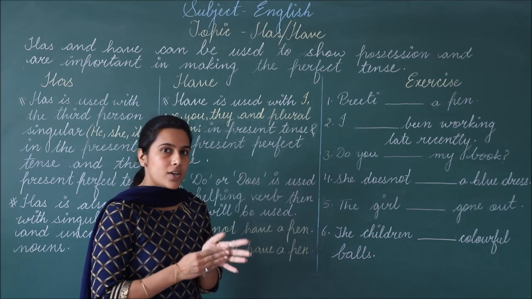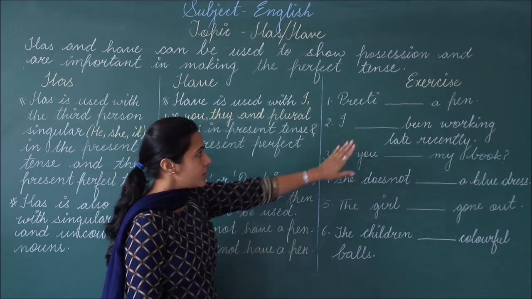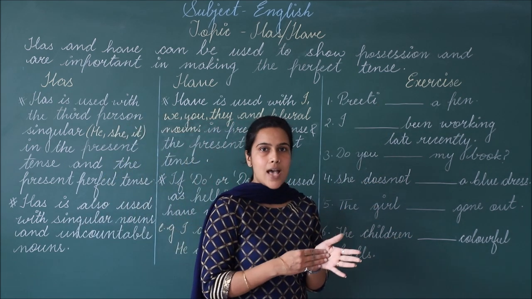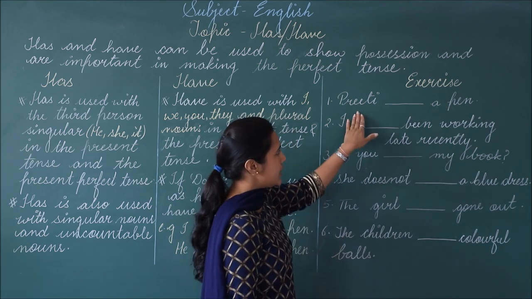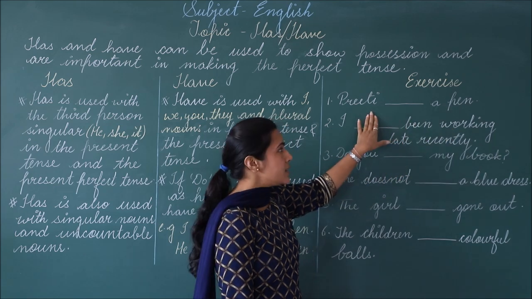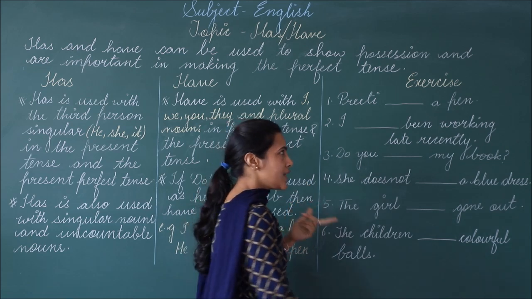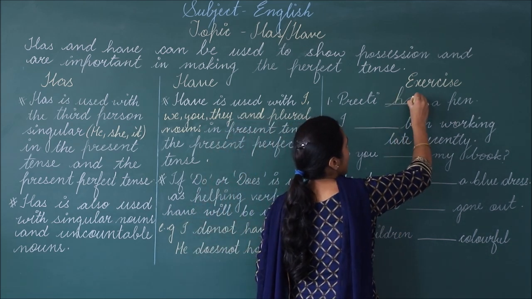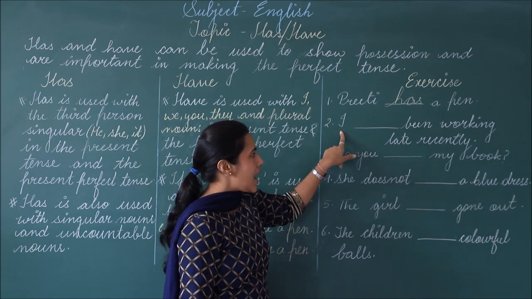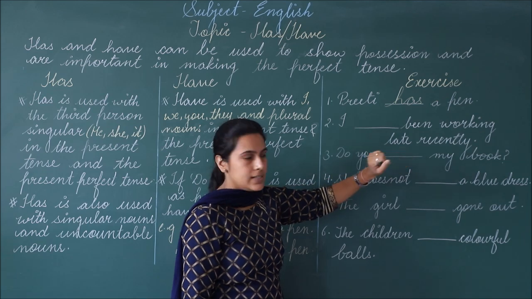Now we will do a short exercise so that you can understand it in a better way. So over here we will fill these blanks with has or have. So my first sentence is Preeti dash a pen. Now Preeti is singular and as I told you with singular subject we use has. So we will use has over here. In the second sentence I have I dash been working late recently.